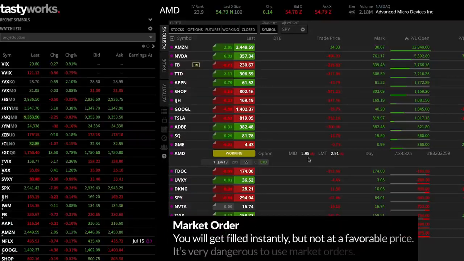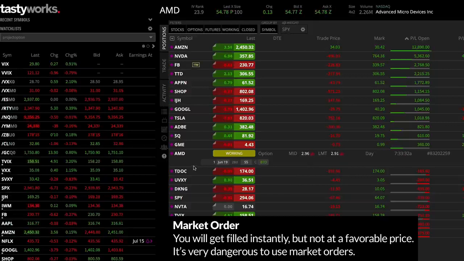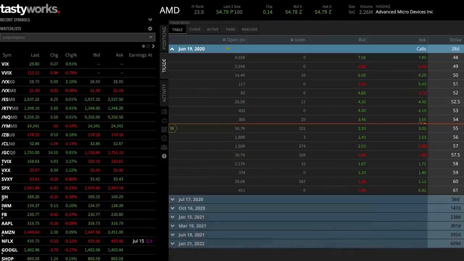So you never want to use a market order, which means you'll get filled instantly but at the most unfavorable price for you. So this isn't getting filled. So I'm going to go back to the trade page.